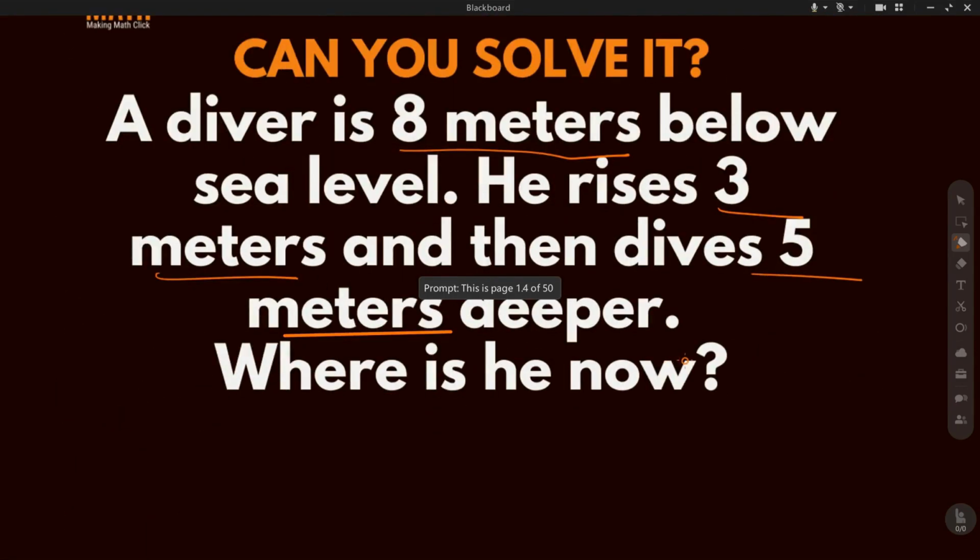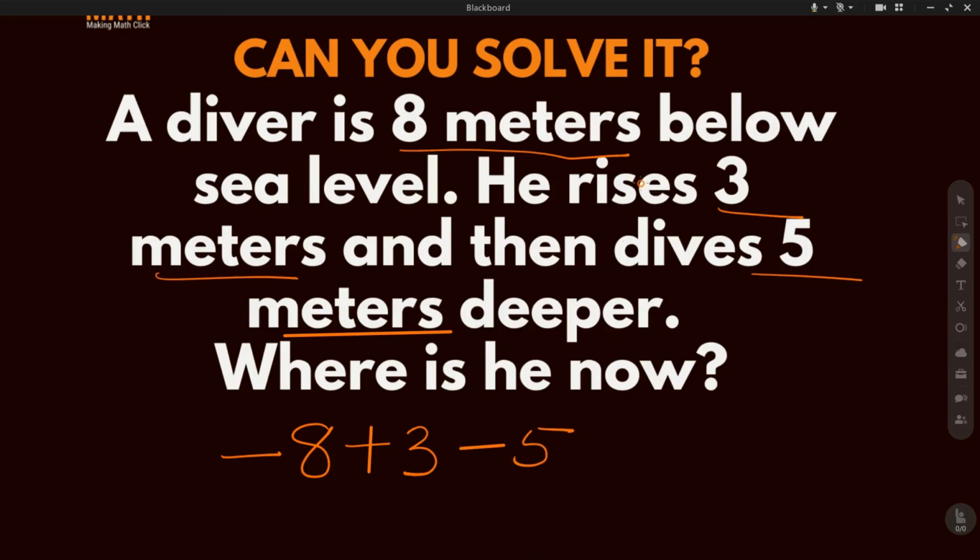But now let's try and use math to explain. A diver is 8 meters below the sea level. Since he is below the sea level, that means he is -8. Negative is below. Above will be positive. So he is 8 meters below the sea level. That is -8. He rises 3 meters, so from that -8, he goes up by 3 meters and then dives 5 meters. So he's going deeper again, 5 meters.